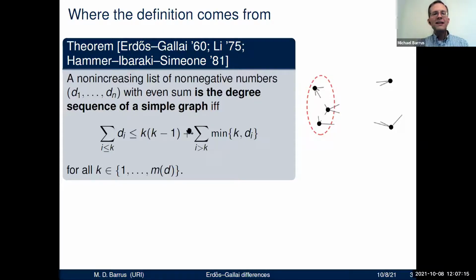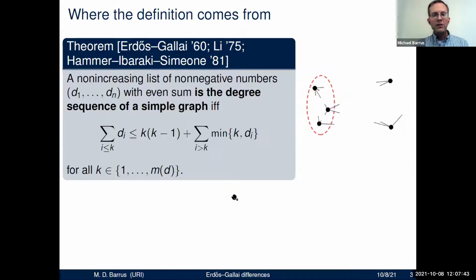But what I'll mention is that Erdős and Gallai originally stated this with the k's running from 1 to n. You needed to check all of those. But later in 1975 and then later in 1981, Lee and Hammer, Ibaraki, and Simeon showed that you actually don't need to check all n of these inequalities. You can actually just get by checking the k's from 1 up through that modified Durfee number.